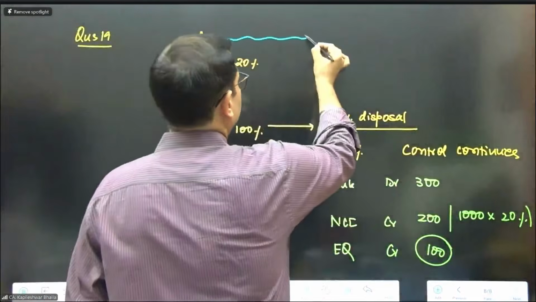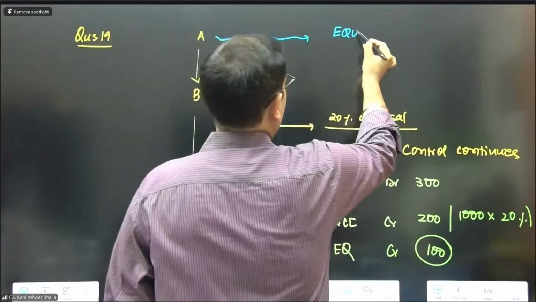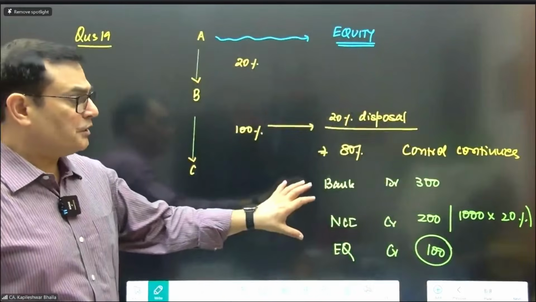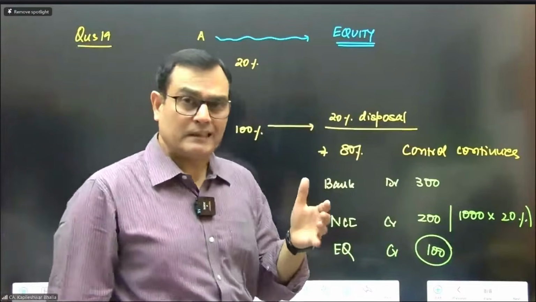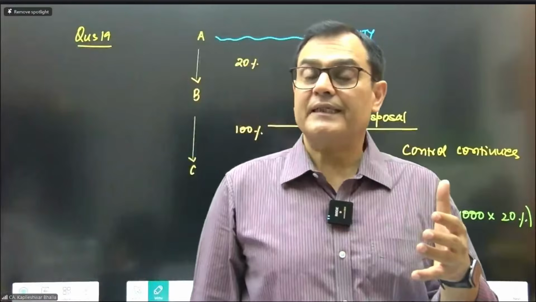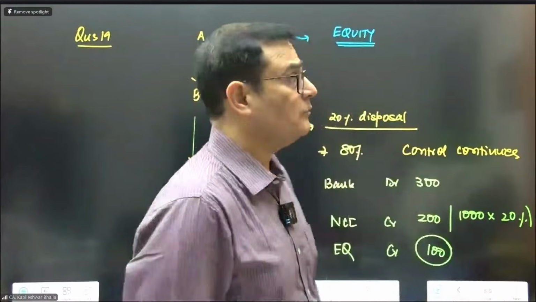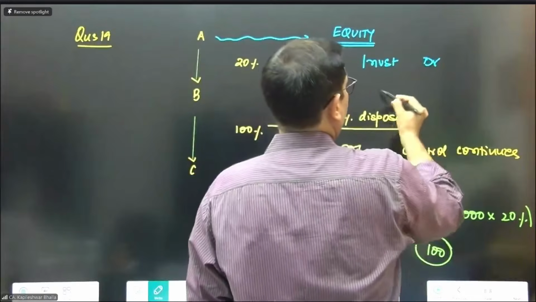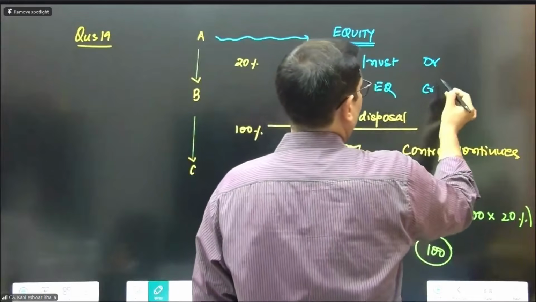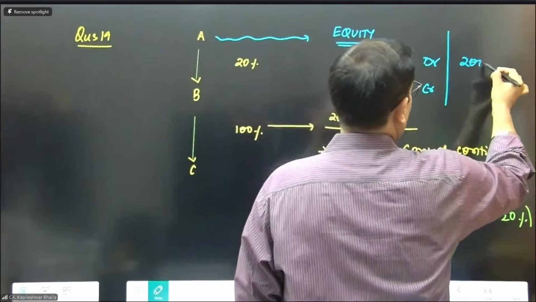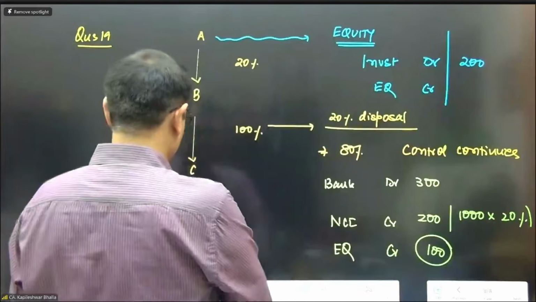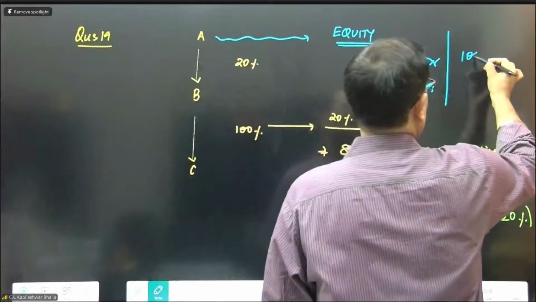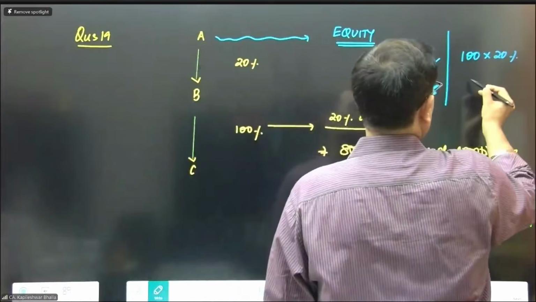If you look at the entries which A will pass using the equity method of accounting, the change in the net assets of B would mean A needs to debit the investment. So we will put the entry: investment gets a debit, mirror accounting equity gets a credit. Whatever is the increase, that is 100, and my stake in that is 20%, that's 20.